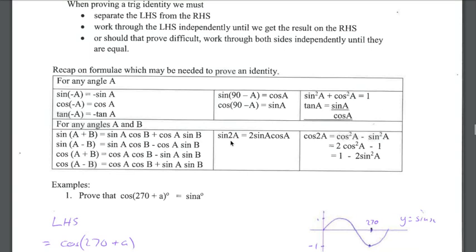At National 5, these are given in the exam on your formula sheet, guys. You don't need to remember them, you just need to be able to use them.